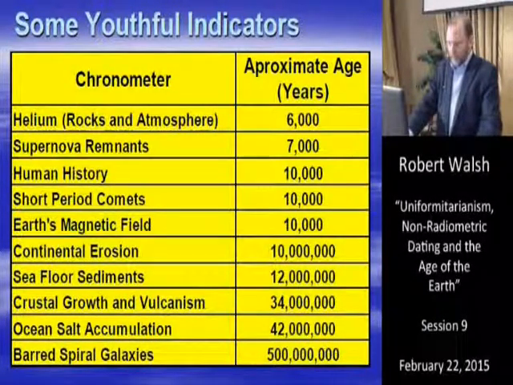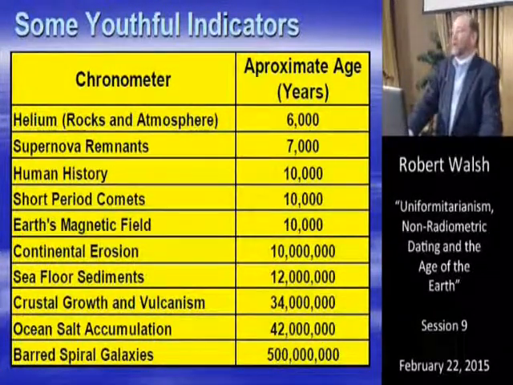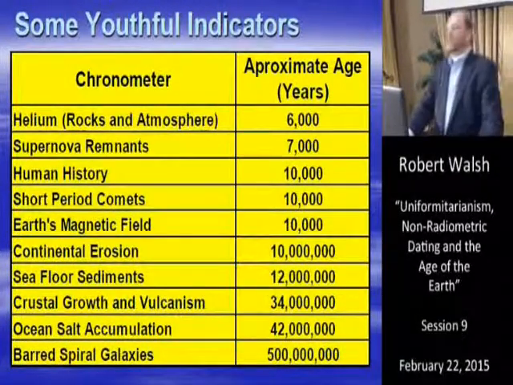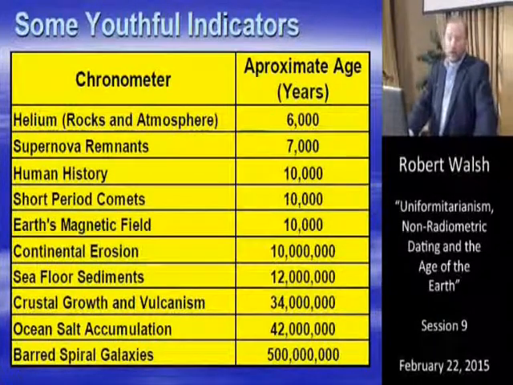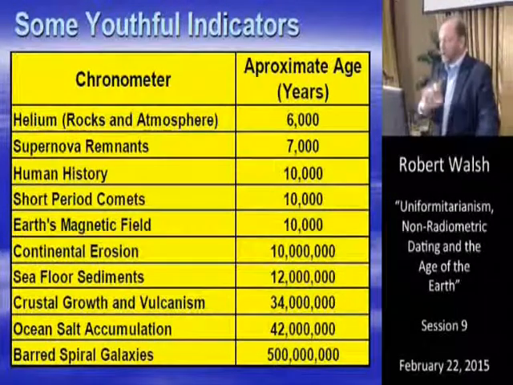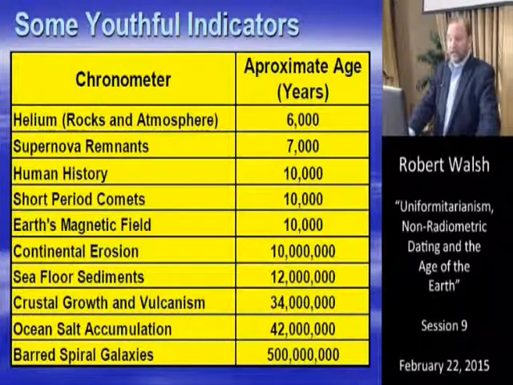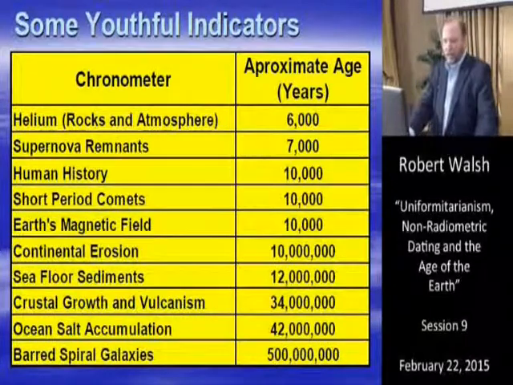and atmosphere. The remnants that are caused by supernovas don't look like the universe can be any more than 7,000 years. This research was done at the International Conference on Creationism. When you look at human history, 6,000 to 10,000 years. Short period comets, which we'll look at a little bit later in detail, 10,000 years roughly. The Earth's magnetic field, 10,000 years. So when you look at how the Earth's magnetic field is decaying, it doesn't look like it can be much older than 10,000 years. We'll look at that in more detail.